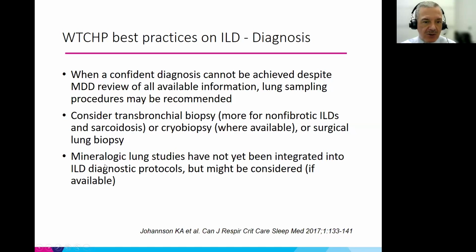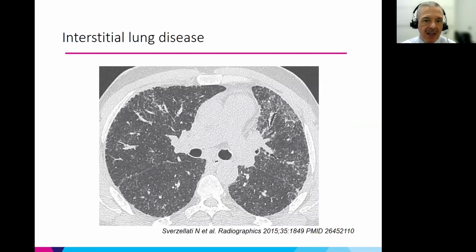Although dear to our occupational subspecialty, mineralogic lung studies have really not been integrated yet into ILD diagnostic protocols, but might be considered where available. For example, here at Mount Sinai, we have that capability.